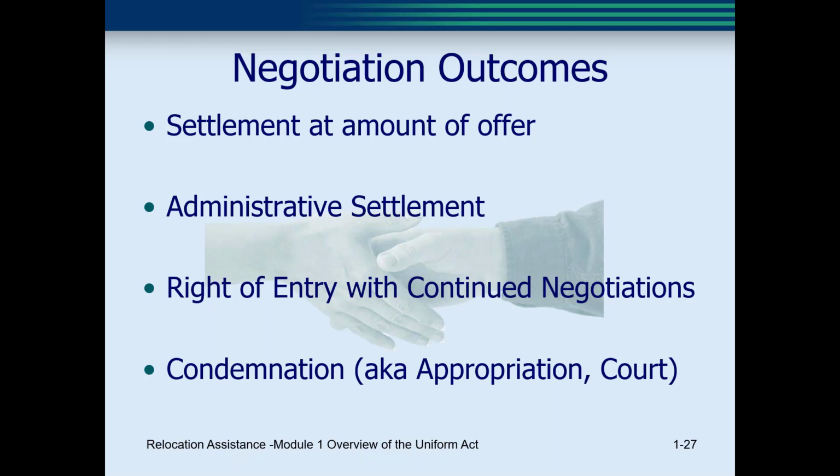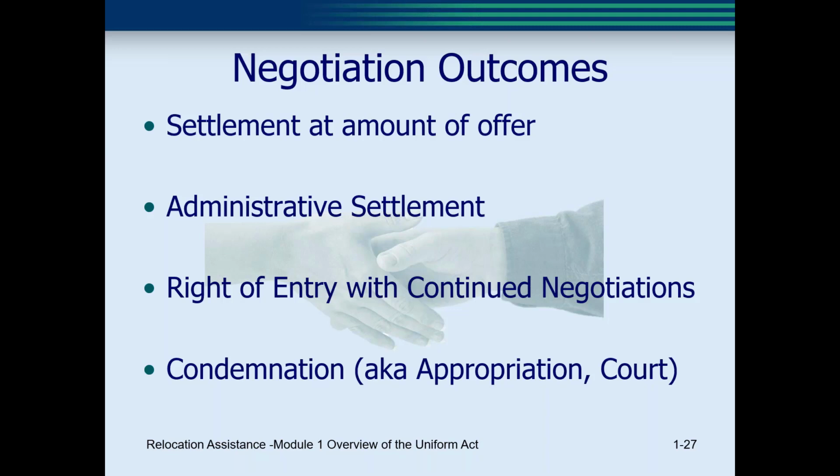There are four main outcomes for ODOT's acquisition process. First, the owner may agree to the offer and sign the purchase agreement. Second, the owner may propose a change in the offer or the terms of the offer, and the agency may agree to these changes. We call this an administrative settlement. An administrative settlement allows the agency to pay more than the approved offer of just compensation.